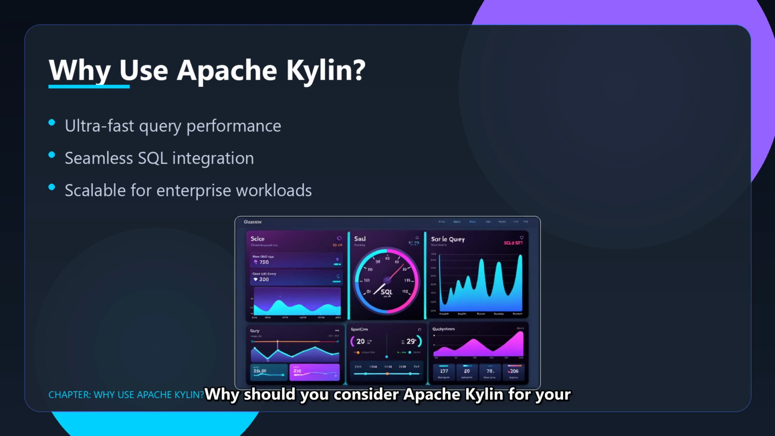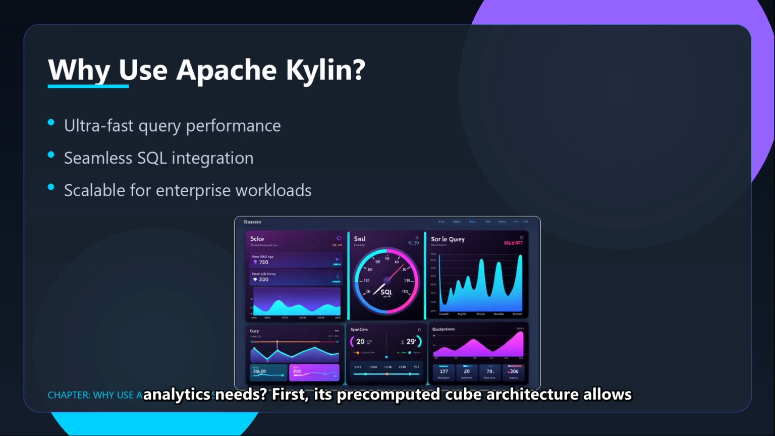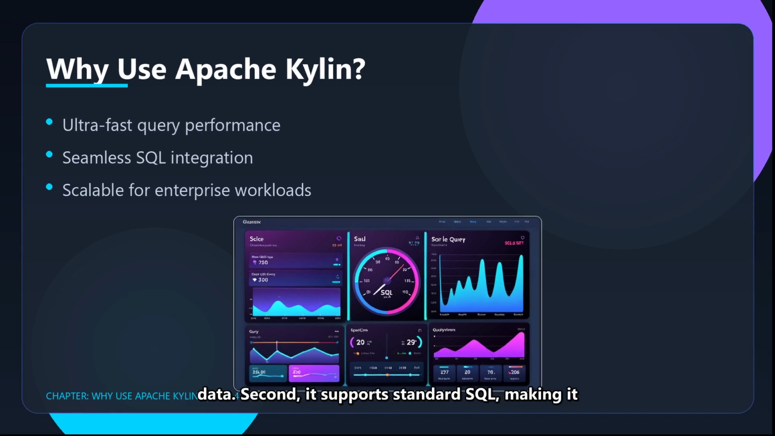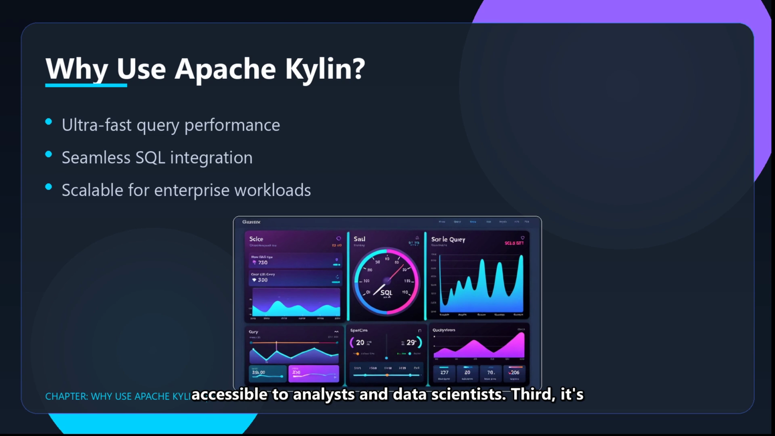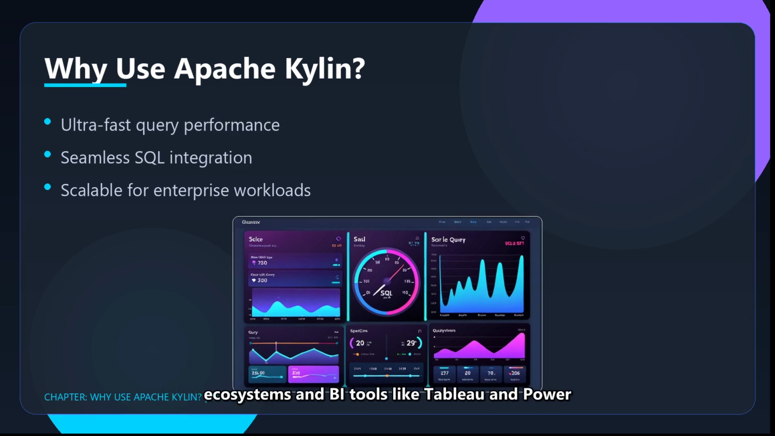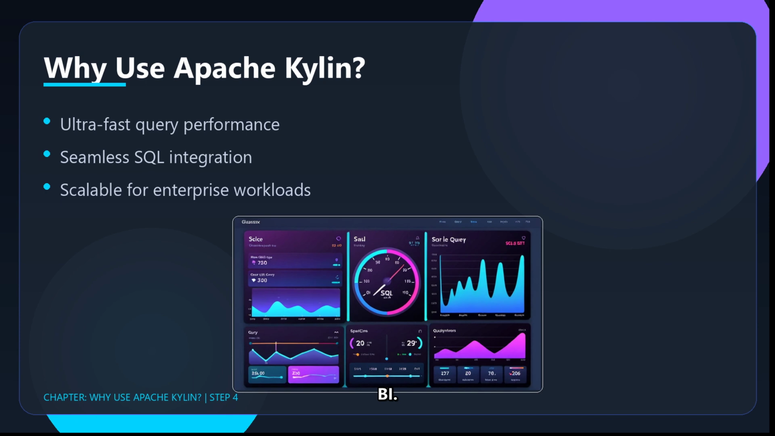Why should you consider Apache Kylin for your analytics needs? First, its precomputed cube architecture allows for sub-second query performance, even on petabytes of data. Second, it supports standard SQL, making it accessible to analysts and data scientists. Third, it's highly scalable and integrates smoothly with existing Hadoop ecosystems and BI tools like Tableau and Power BI.